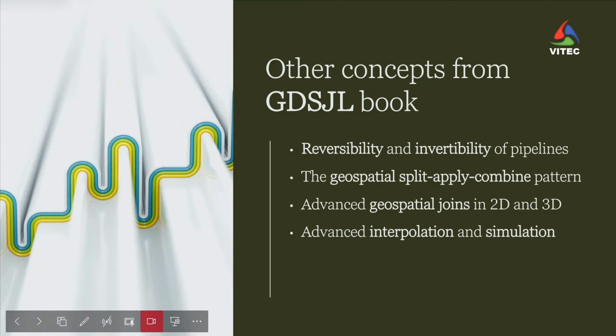These concepts of reversibility, geospatial split, apply, combine, geospatial joins, they're all covered in the book. They're not covered here. We just covered the concept of transforms. But you have total access, as I mentioned, if you just Google geospatial data science with Julia to get access to these other concepts.